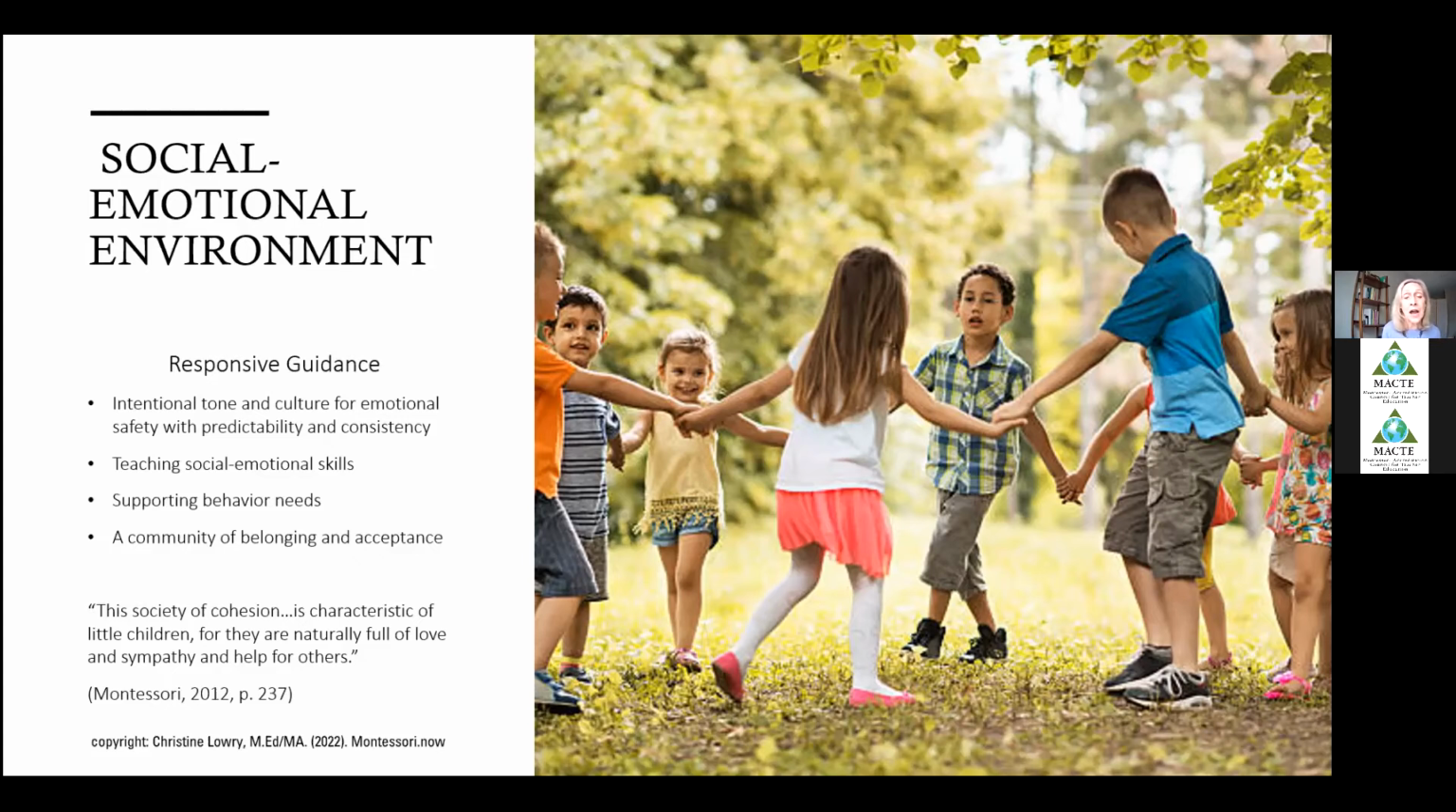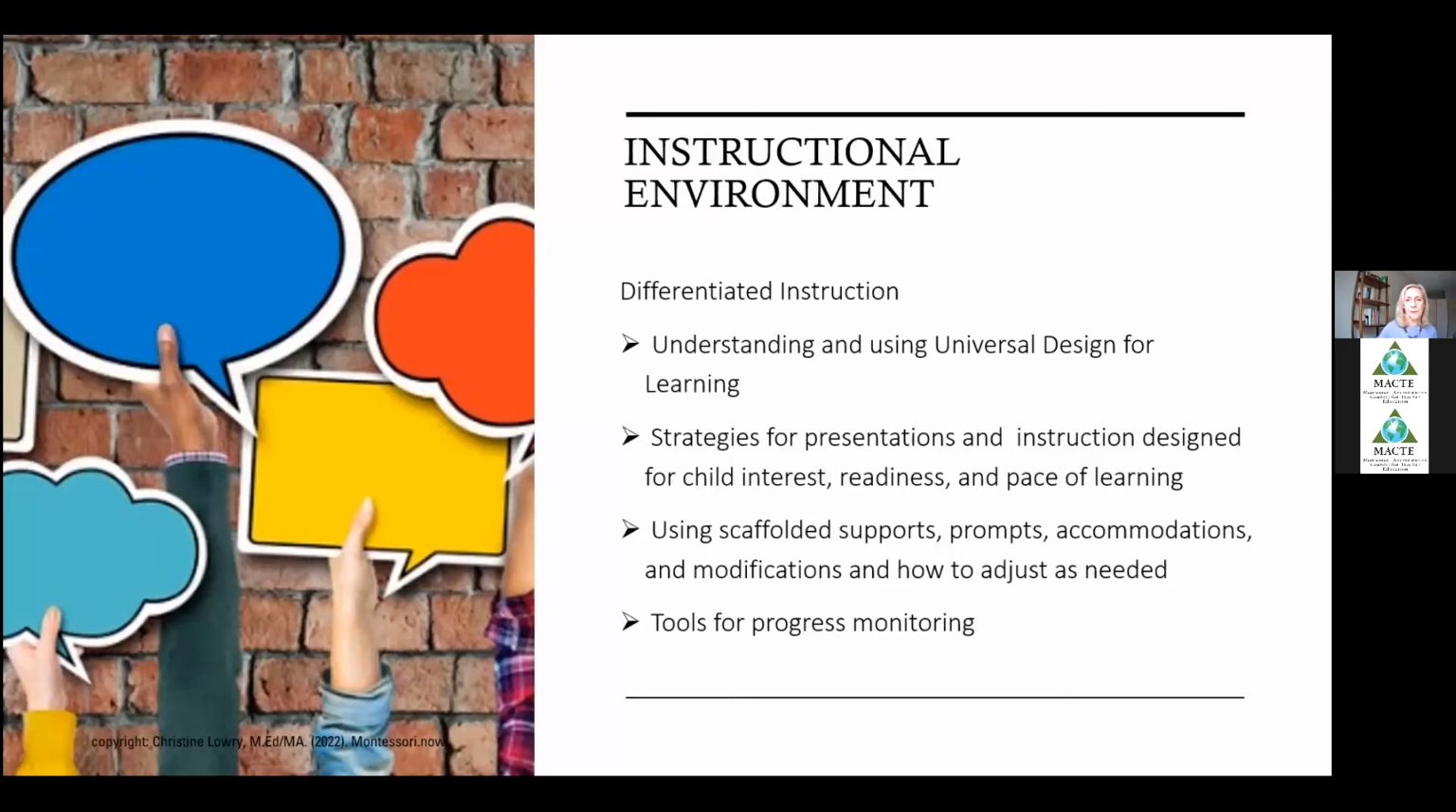We're also talking about intentionally, explicitly creating a community of belonging and acceptance, because that sense of belonging is absolutely so crucial and so important. Dr. Montessori said in one of her lectures that she gave in London in 1946, the society of cohesion is characteristic of little children, for they are naturally full of love and sympathy and help for others. And yes, they are, but in today's world, how do we explicitly give them opportunities to engage in what is natural for them? The instructional environment, we're really looking at how do we differentiate instruction.